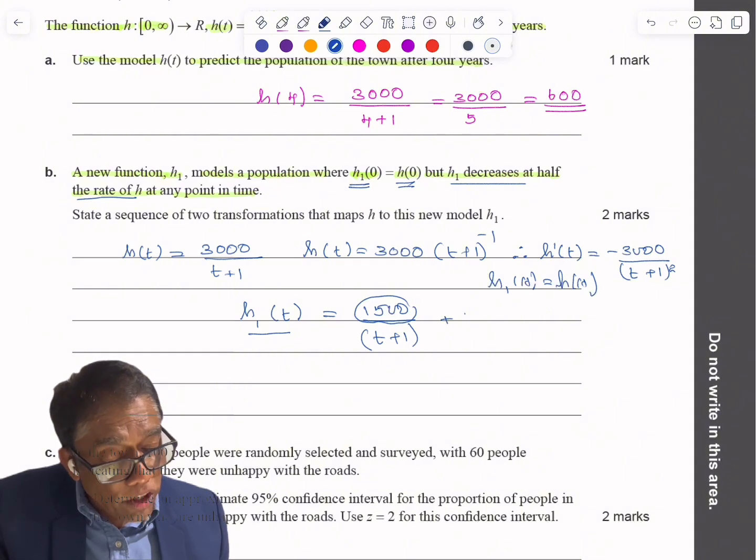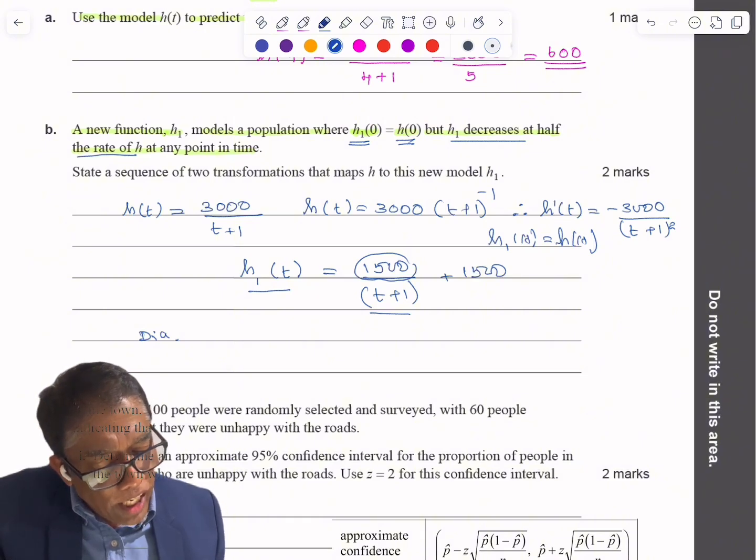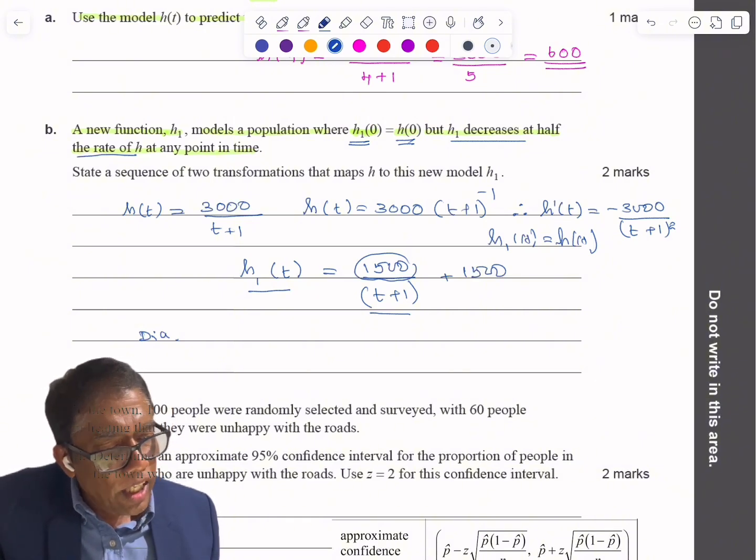But it is not correct, because it is given that h1 of 0 is h of 0, and h of 0 is 3000. Therefore, we have to add another 1500. Now we have to tell what the transformations are. What are the transformations?